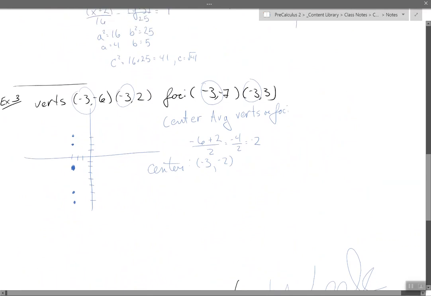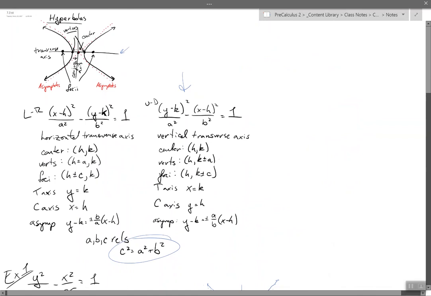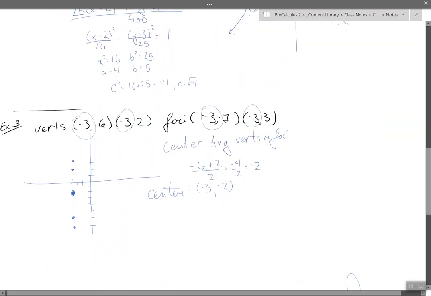Okay, so A is the distance from the center to the vertex, and that's from this part of the equation right there. So the center is at -3, -2, and the vertices are at -3, -6, and -3, +2, which means that those are a distance of 4 away from the center. From -2 to 2 is 4, from -2 to -6 is 4, so they are 4 away from the center. So our A value is 4.